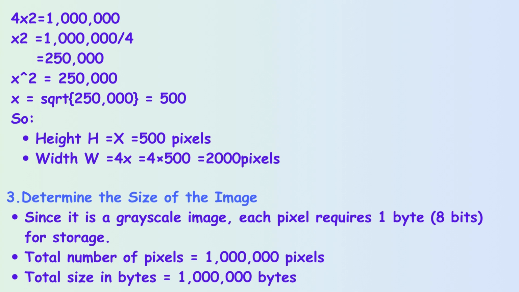x squared equals 1,000,000 divided by 4, which is 250,000. x squared equals 250,000. x equals the square root of 250,000, which equals 500. So, height H equals x equals 500 pixels. Width W equals 4x, which is 4 times 500 equals 2000 pixels. Thirdly, determine the size of the image. Since it is a grayscale image, each pixel requires 1 byte (8 bits) for storage. Total number of pixels equals 1 million pixels. Total size in bytes equals 1 million bytes.